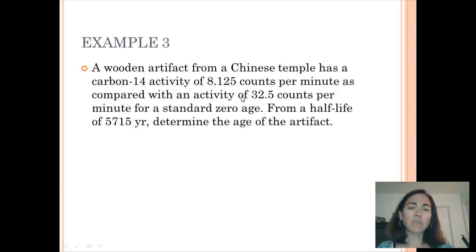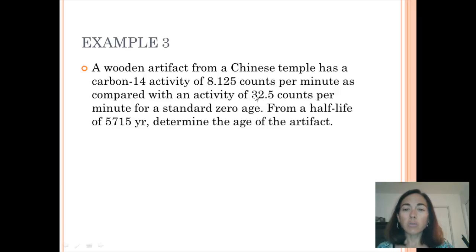In this example, we're not given milligrams, but we're given counts per minute. It works the same way though. They identify the radioactivity using something like a Geiger counter or a scintillation counter. Those are just instruments used to detect radiation.